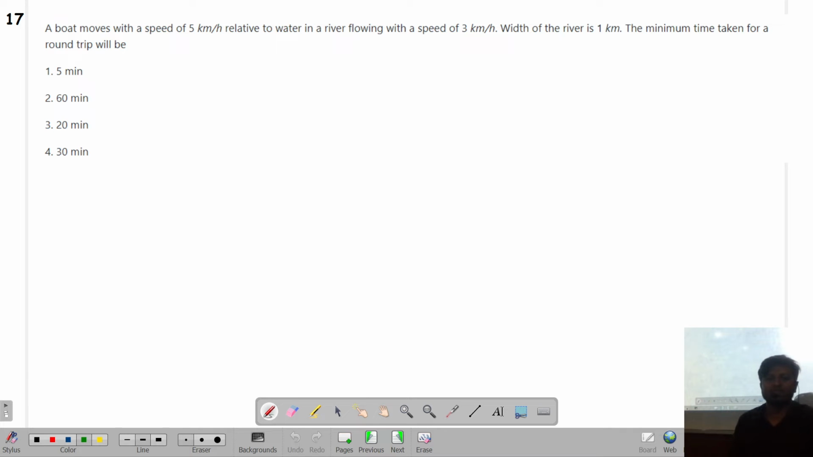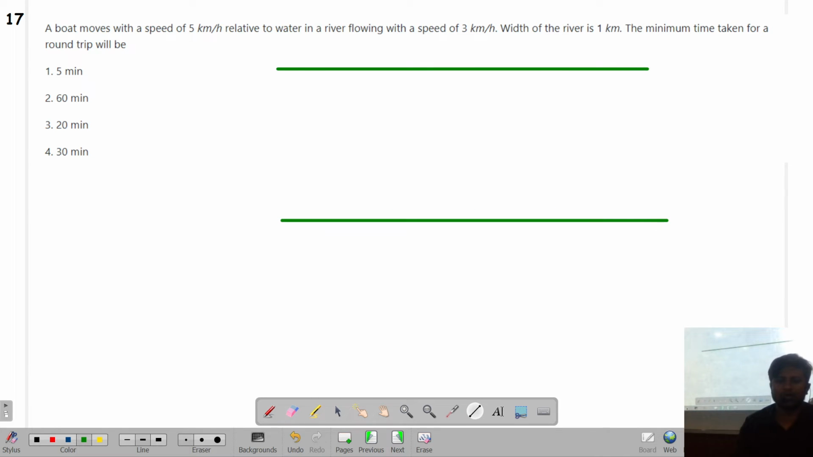17. Boat moves with a speed of 5 km per hour relative to water in a river flowing with a speed of 3 km per hour. Width of the river is 1 km. Time taken for the round trip. Now look over here. Try to understand. I'll make you guys understand a little bit about this shortest time case, because 98% of the time you are confused.